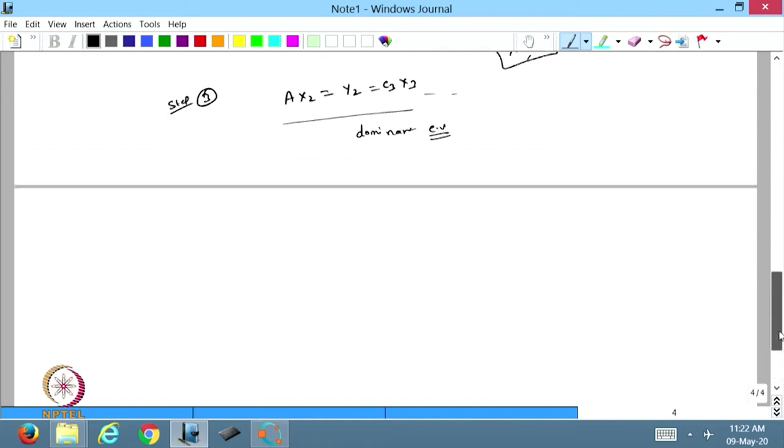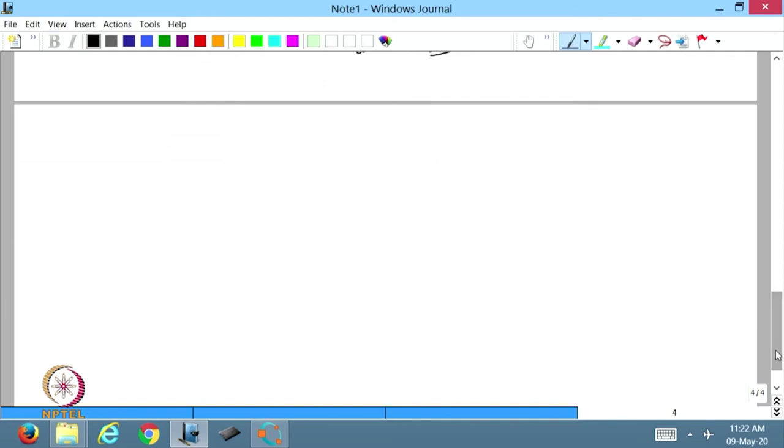So this is the example we have done. Now we are going to start the next topic, and that is a very important topic. This is called Gershgorin circles. Basically, you can say that it is a theorem.